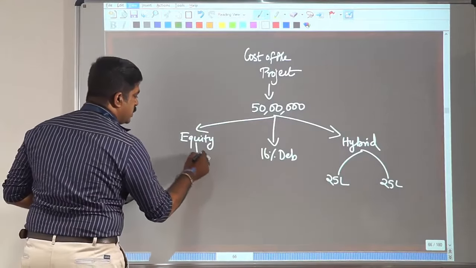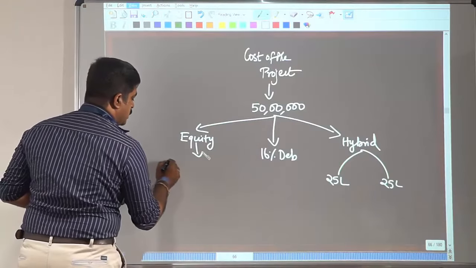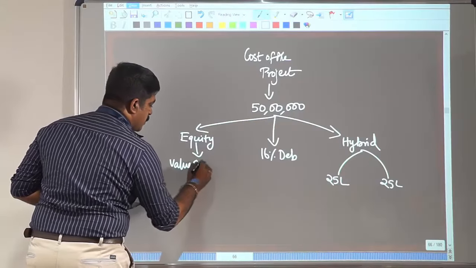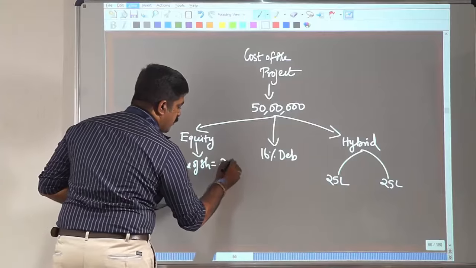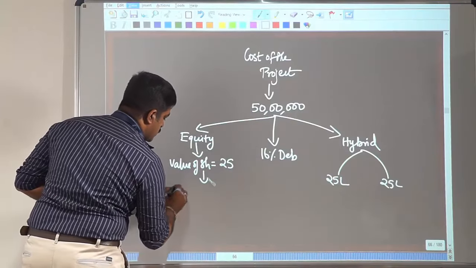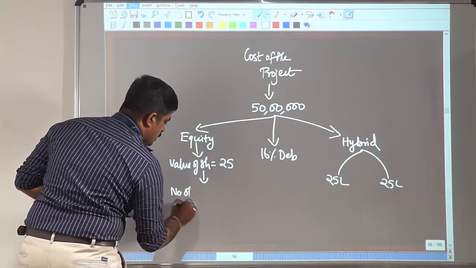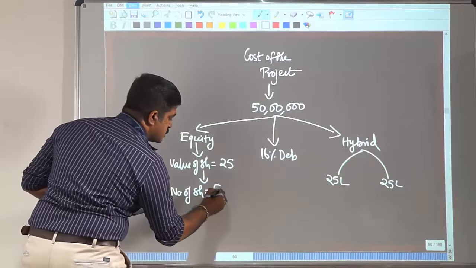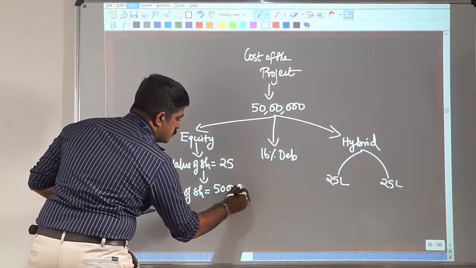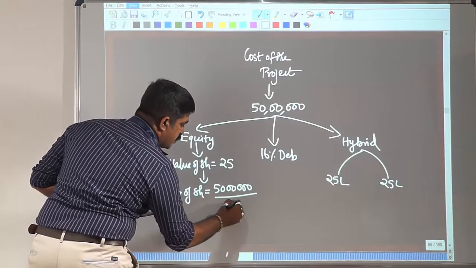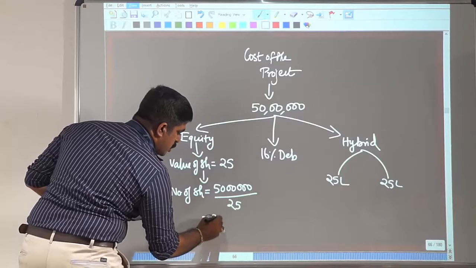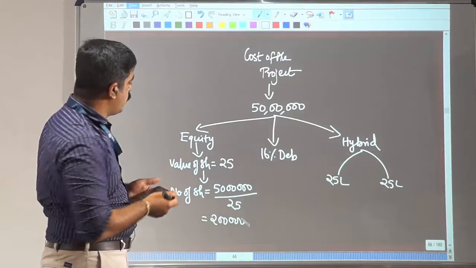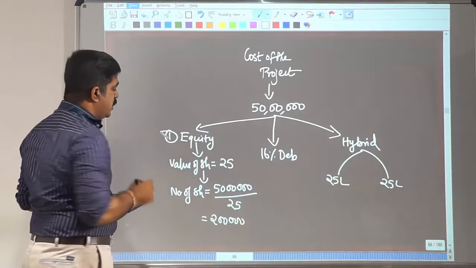The capital required is 50 lakh, and the value of a share is 25. So how many shares are to be issued? Number of shares is nothing but 50 lakhs divided by 25. So how many shares? 2 lakh shares have to be issued. Okay, so this is the scenario if you are going for option 1, full equity.